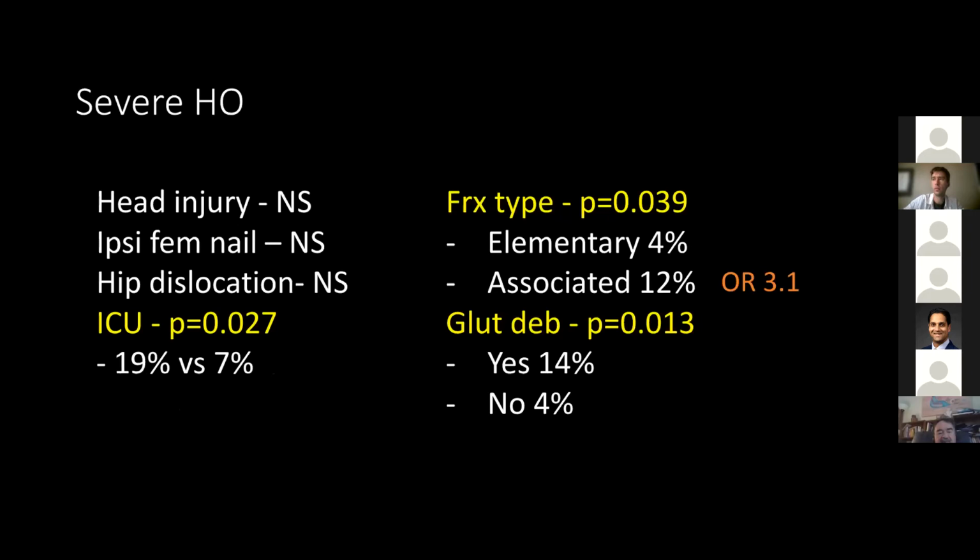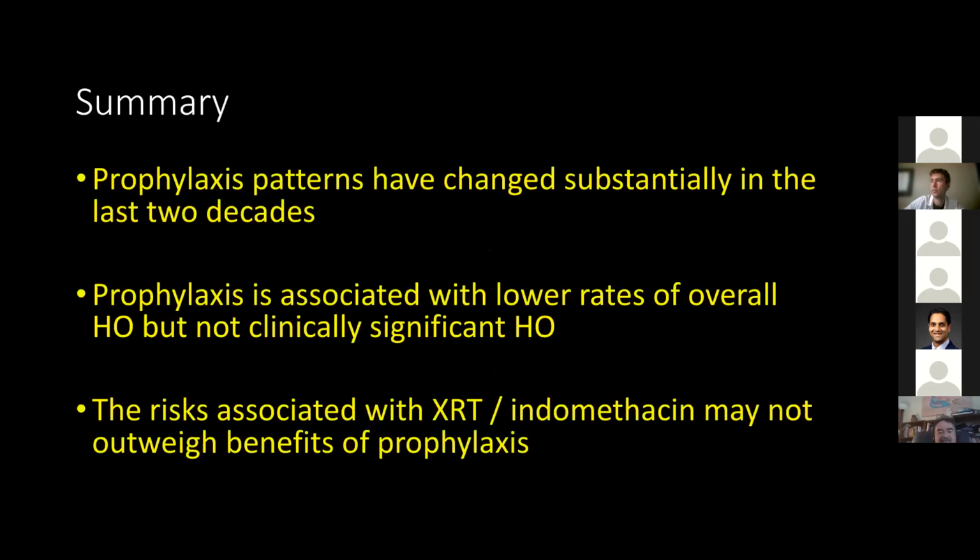Fracture type, as expected, did reach significance here. So again, if you have a simpler fracture pattern, you're much less likely to develop severe HO compared to the more complicated or more complex associated patterns. And again, this gluteus minimus debridement issue showed up again. If you had a debridement, which maybe is just a surrogate for a worse injury, you are more likely to develop severe HO. So really just from the preliminary look at the data, there are three takeaway points. One, very interestingly, how different prophylaxis patterns have changed over the last 2 decades.